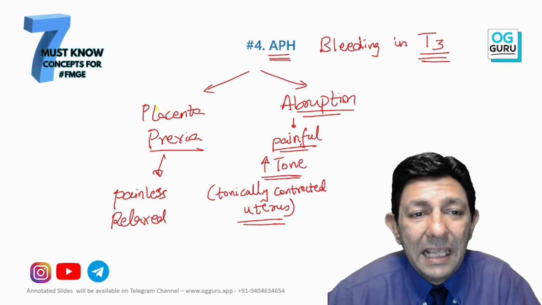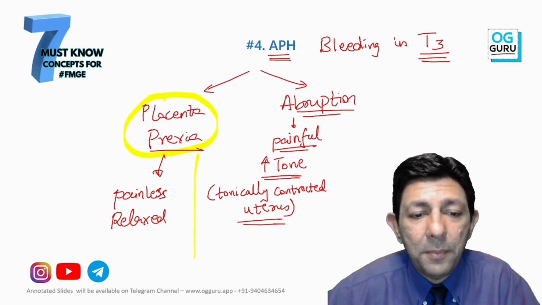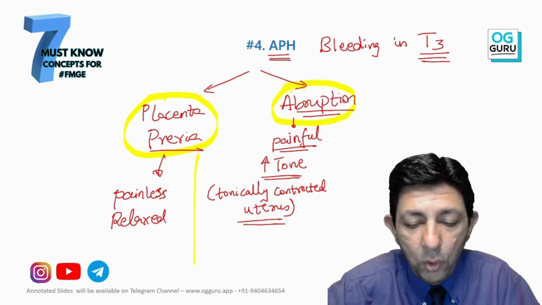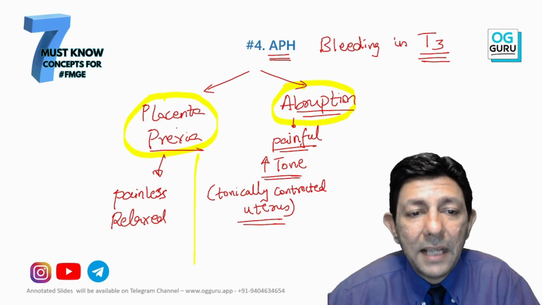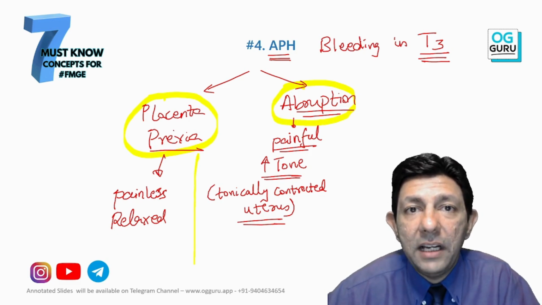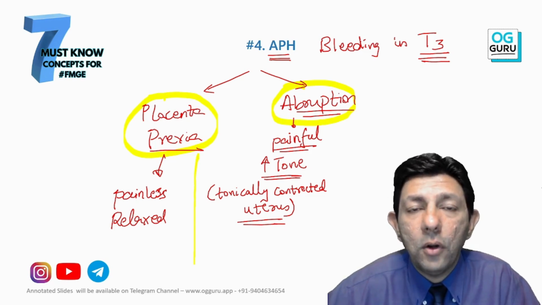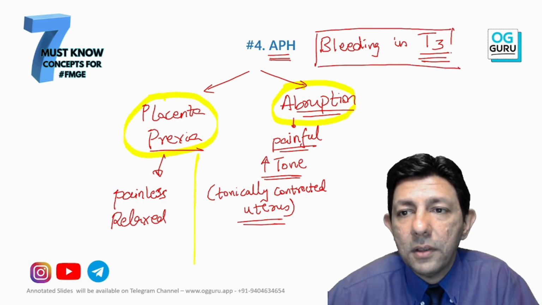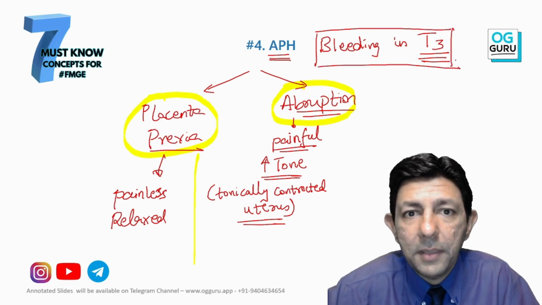Versus if they say painless bleeding and the uterus is relaxed, that is placenta previa. So don't make a mistake in this. And one more important point you need to keep in mind: placenta previa, we can wait and watch. Abruption, never wait and watch. Placenta previa, we can wait and watch depending on the conditions, and abruption, never wait and watch. So this is again a very important thing. The common part will be that there will be bleeding in the third trimester. So keep this concept in mind.